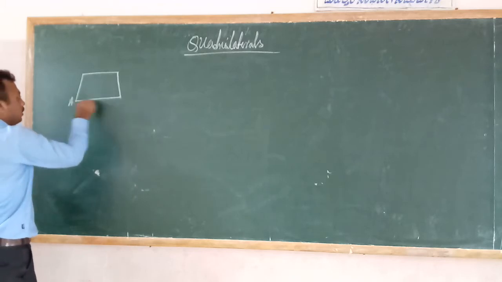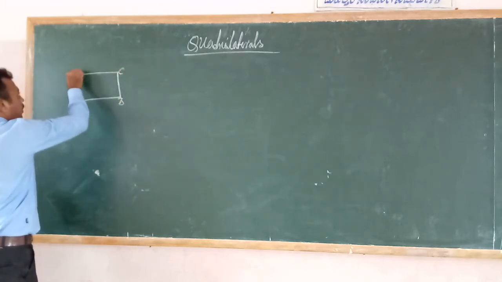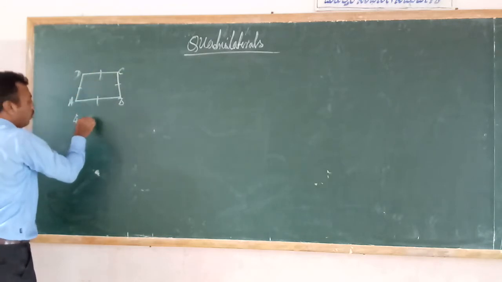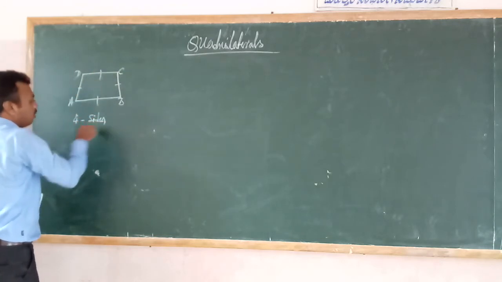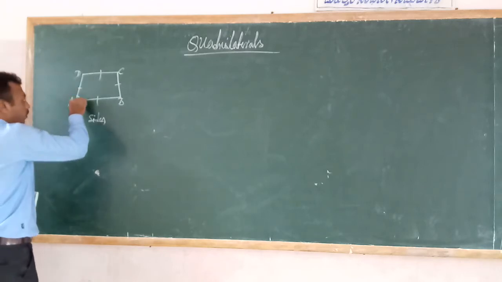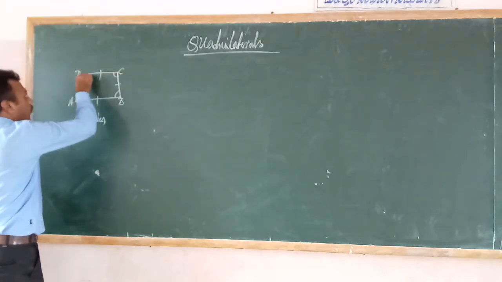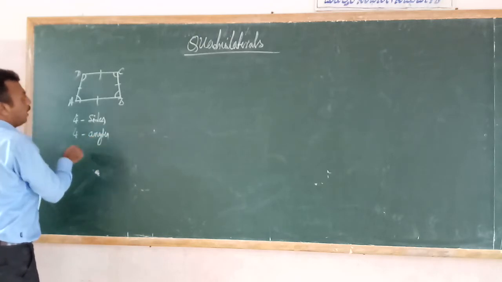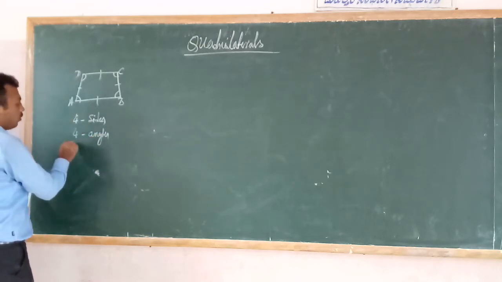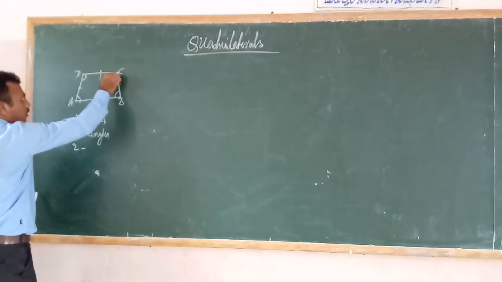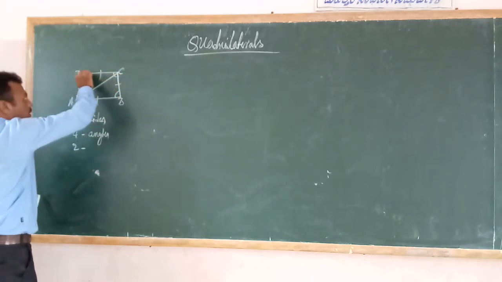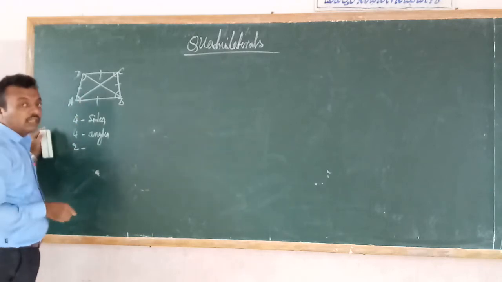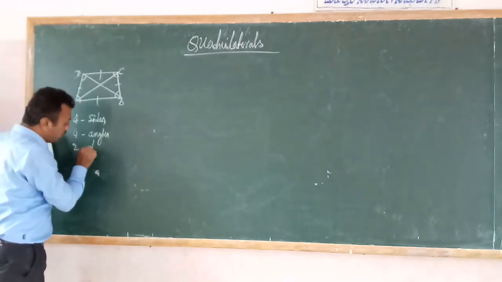Here ABCD is one of the quadrilaterals. It has four sides and four angles, and two diagonals. See, what is the meaning of diagonals? You have to join the opposite vertices of the quadrilateral. This line we call a diagonal. It has two diagonals.